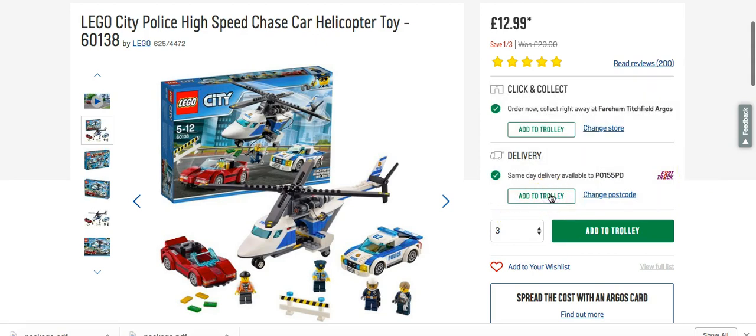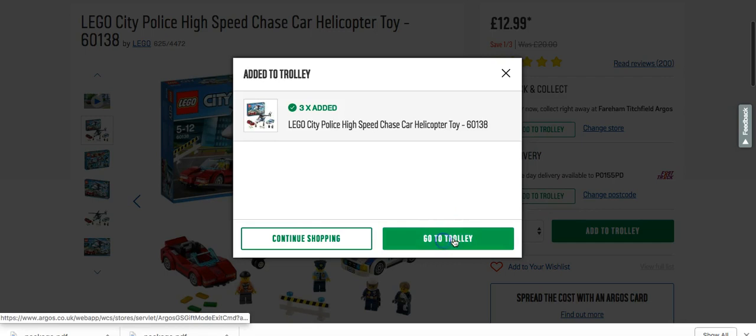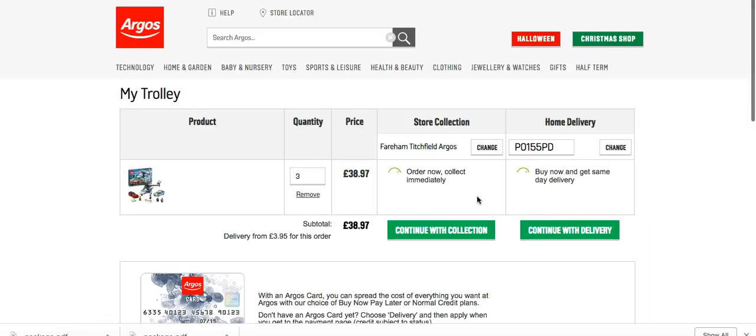And if you do go add to trolley, so we're going to do a test here. You get a trolley, and sometimes it will say it's still out of stock on delivery. Yeah, so this will change and say out of stock.